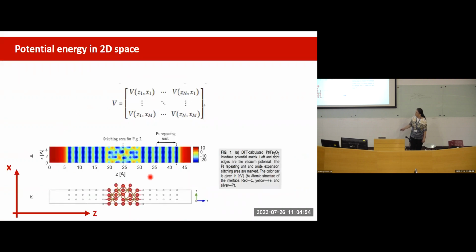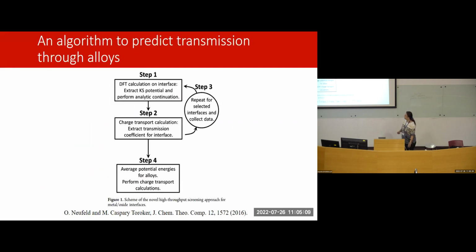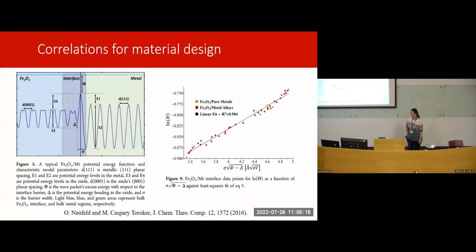You can see a contour plot of the potential energy in 2 dimensions. We plot it in 2 dimensions, not only in 1 dimension, for the system of iron oxide and platinum. So just to look at how potential energy looks like of materials. We also have an algorithm to do high throughput screening, but I'm not going to go into that. And there is an option to parameterize the model and find correlations to see if the height of the barrier is most affecting the transmission, or the width of the distances between the atoms in one material. There's a lot of potential for further analysis and understanding.